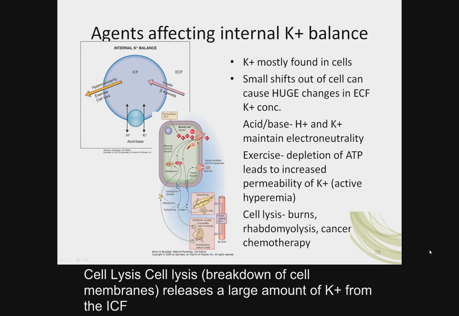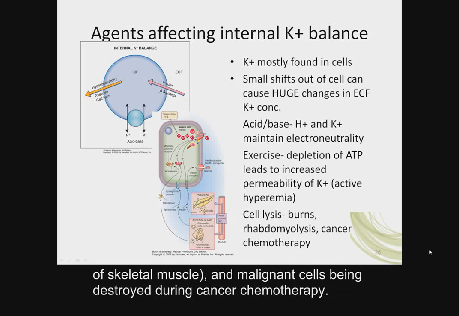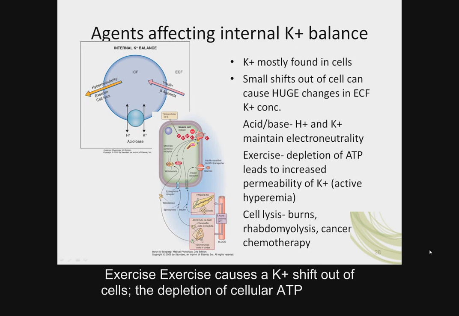Cell lysis can also affect internal potassium balance. This can occur from the breakdown of the cell membrane, which releases a large amount of potassium from the intracellular fluid and produces hyperkalemia. Examples of cell lysis include burns, rhabdomyolysis, which is the breakdown of skeletal muscle, and malignant cells being destroyed during cancer chemotherapy.